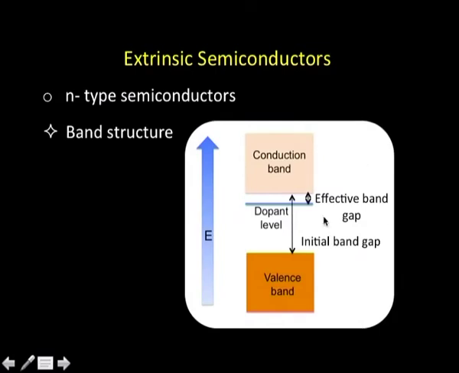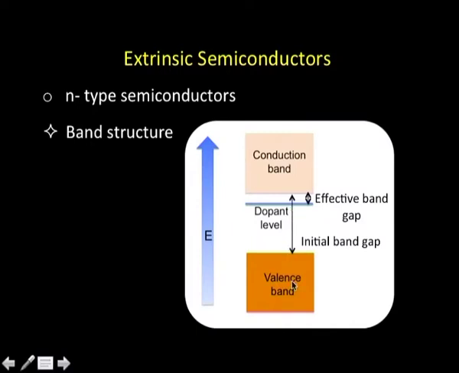What you see here is a typical standard band structure. This is the valence band of the silicon atom, and this is the conduction band for silicon. And we see that this is the initial band gap, which is fairly large. That is why silicon happens to be semiconducting. It is about 106 kilojoules per mole.